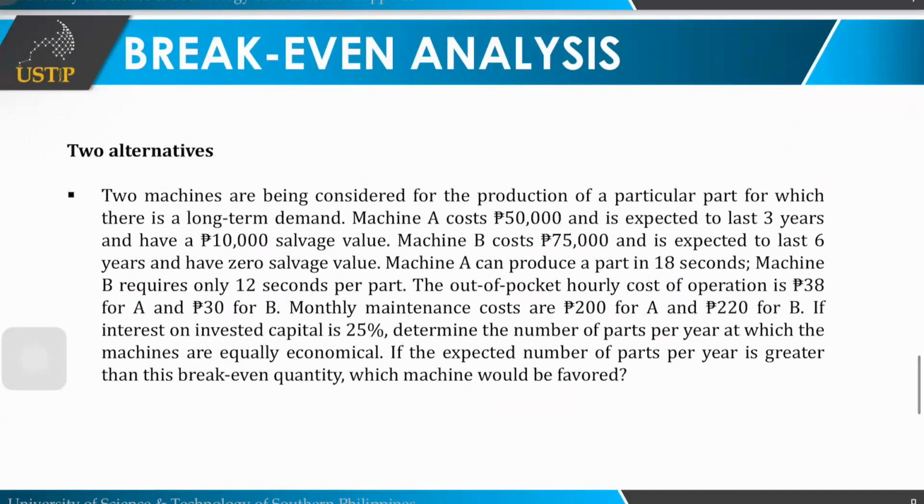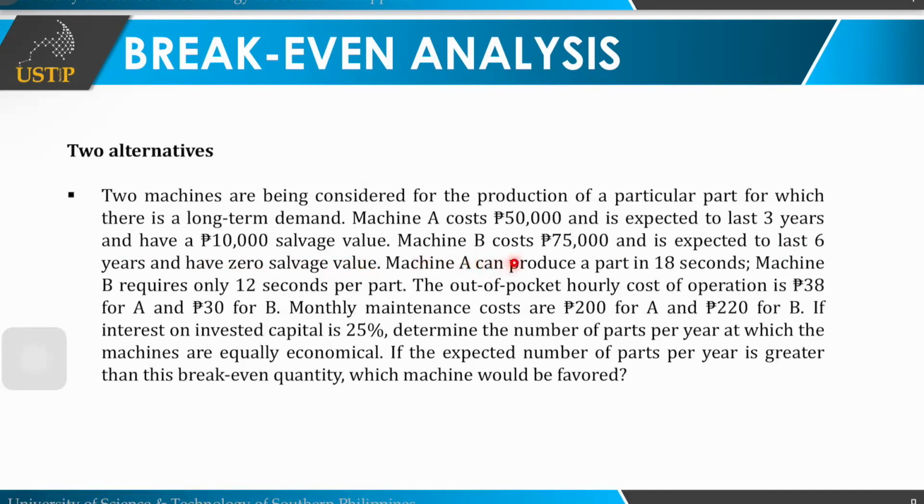So as I've mentioned at the start of the lecture, when you compare the two alternatives, the break-even point is the point where the total costs of the alternatives intersect. So we have this problem. Two machines are being considered for the production of a particular part for which there is a long-term demand. Machine A costs 50,000 pesos and is expected to last 3 years and have a 10,000 peso salvage value. Machine B costs 75,000 and is expected to last 6 years and have zero salvage value.